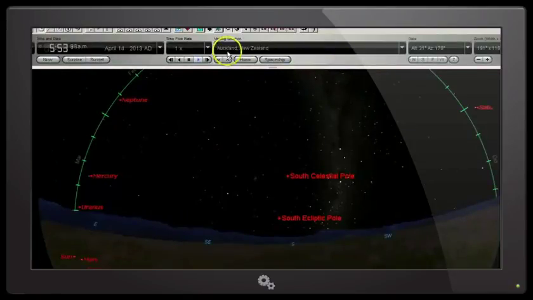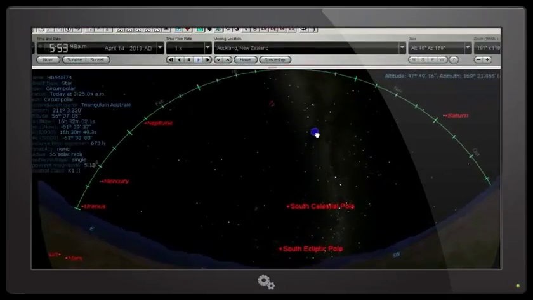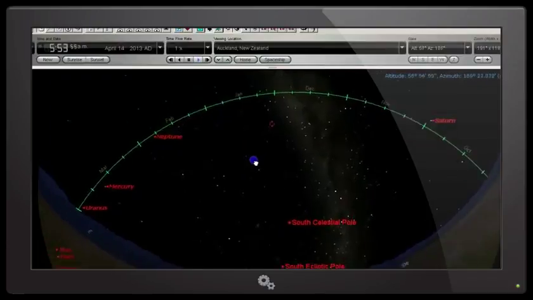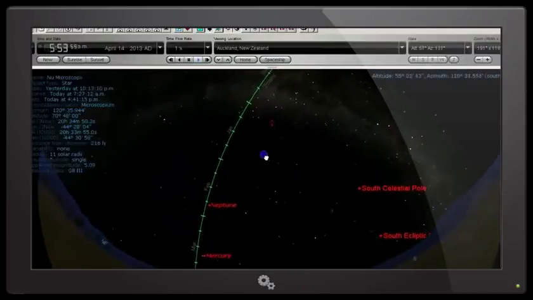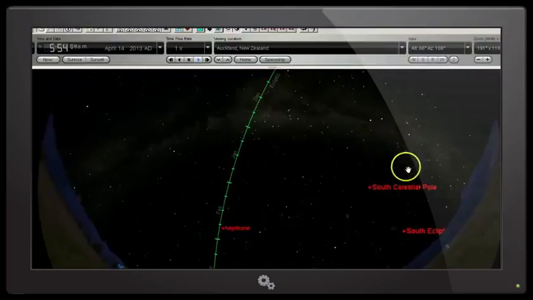So here we are now in Auckland, New Zealand in the southern hemisphere, and as you can see we're looking straight at the south celestial pole, and below that we've got the south ecliptic pole, and we can see the ecliptic is arcing across the sky. Here again we can see the Milky Way, and for anyone familiar with the southern hemisphere sky, you can see the two pointers and the Southern Cross here.